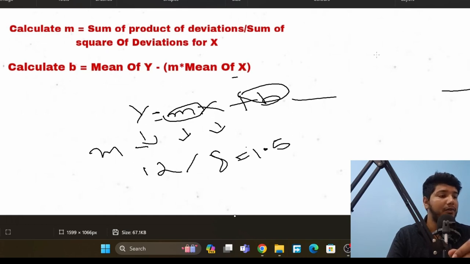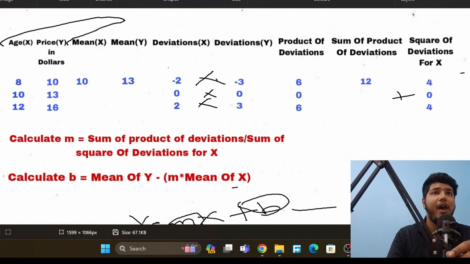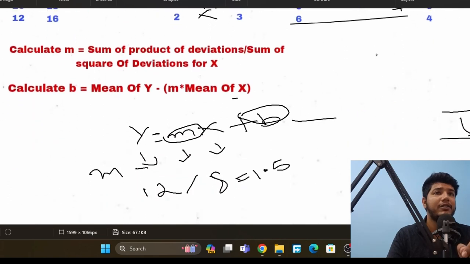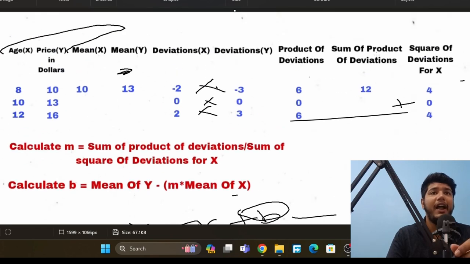Okay. Now we have done this. Now we will calculate B. B is equal to mean of Y minus M into mean of X. So what is mean of Y? Let's show you here. This is mean of Y, which is 13, and M is 1.5, which we have calculated here. And we have to multiply it with mean of X, which is 10. So let's do it.